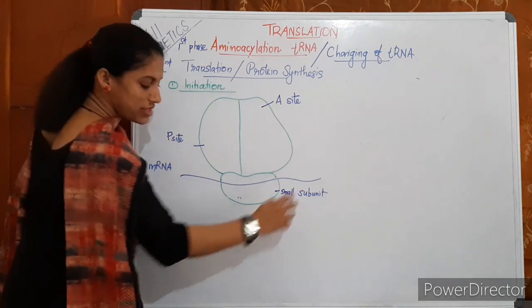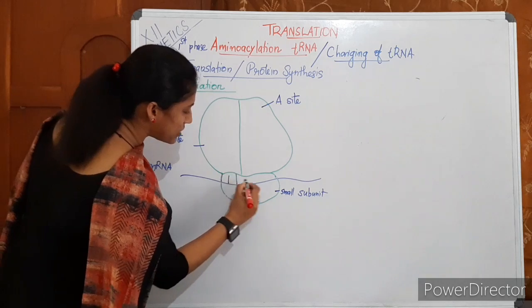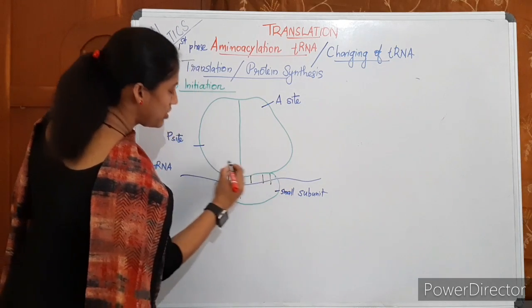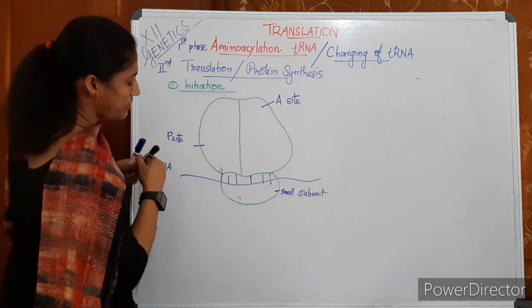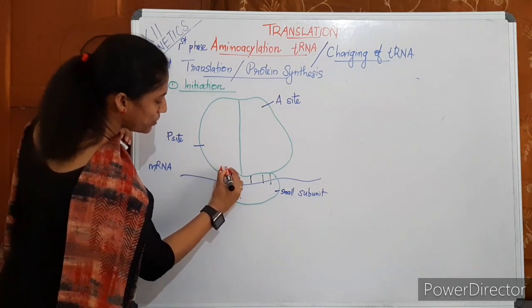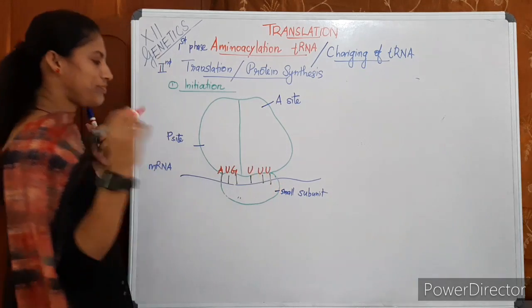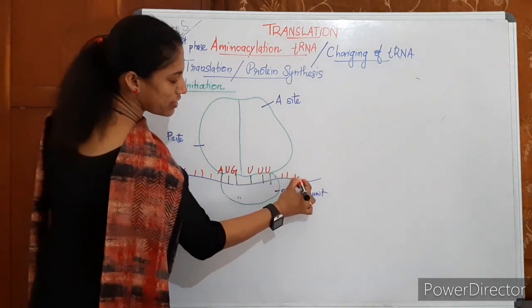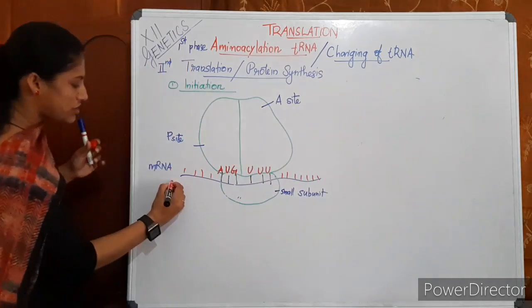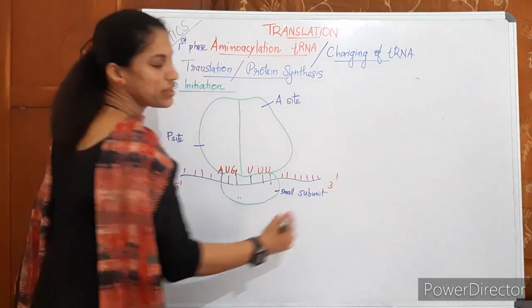So mRNA is there. You know these mRNAs have their triplets. Okay, suppose AUG is here. Here is UUU, suppose. And there will be a number of other triplets in the forward and backward regions. This is the 5' end. This is the 3' end. Okay.